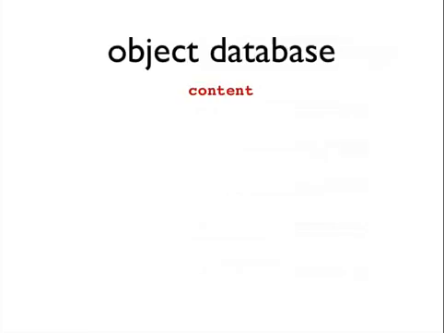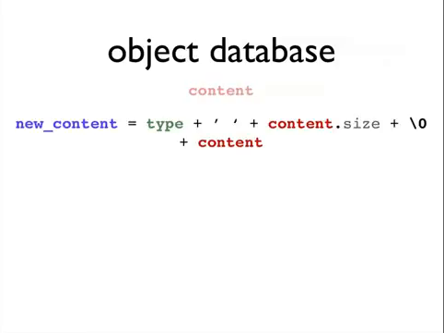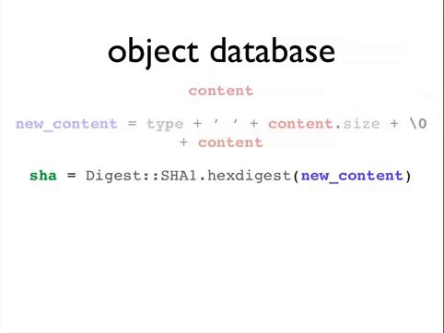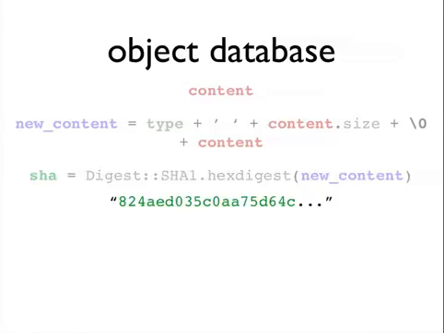So the first thing is the object database, which stores your content. Now this can be any content. We'll go over the different types in a minute, but basically what Git does is it appends a header to that content, which is a simple type, a space, the size of the content, and a null byte. And it just appends that to the content to give you sort of new content. And then Git will get the SHA-1 of that content, and that'll give you a 40-character SHA string. And you're going to be referring to that. This is almost like a block pointer. You're going to be referring to that for the lifetime of this object.